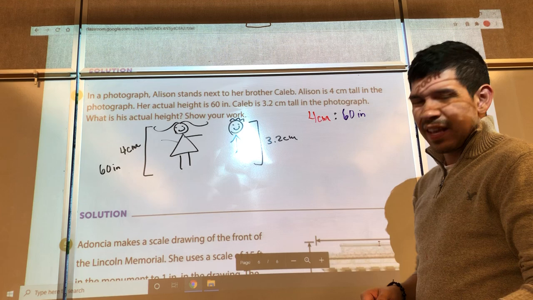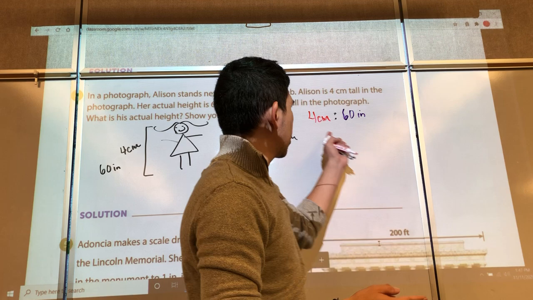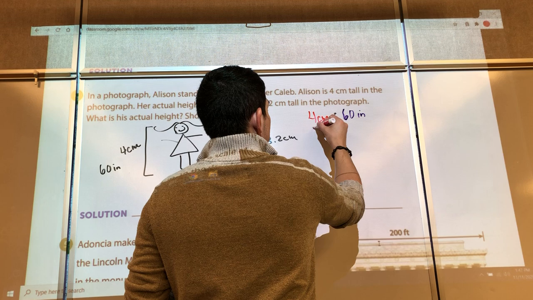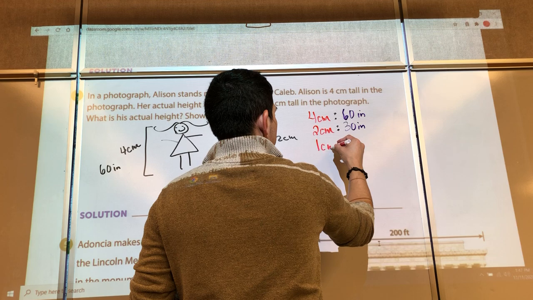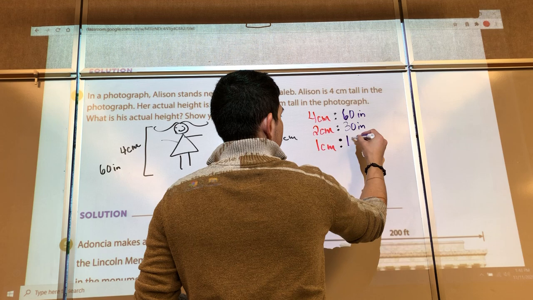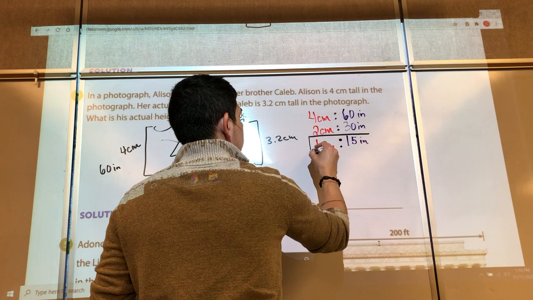Now, a student said, Michelle Lozano, can't we just cut each one in half until we can't cut it in half anymore? That's a great idea. Let's go ahead and try that. Let's try 2 centimeters to 30 inches. Okay, we can still cut that in half. Let's go to 1 centimeter. Looking a lot better. And let's go to how many inches? 15 inches. That right there is a scale we want to use.